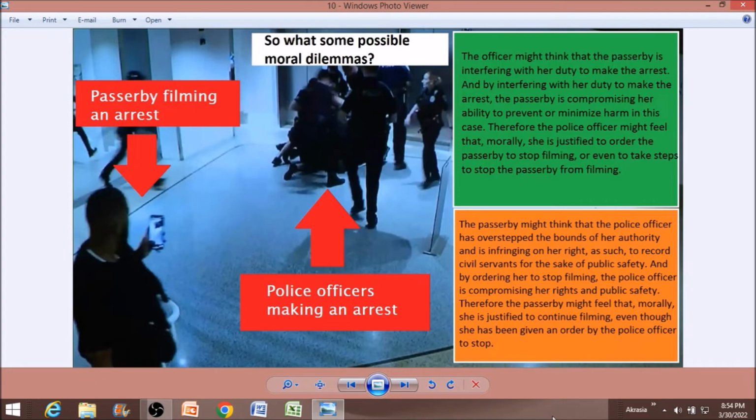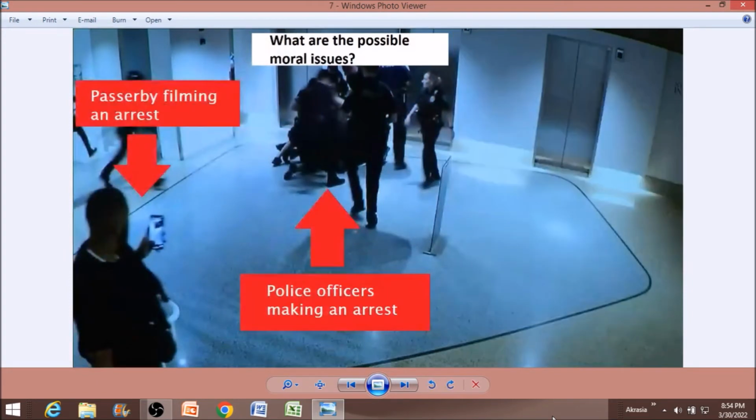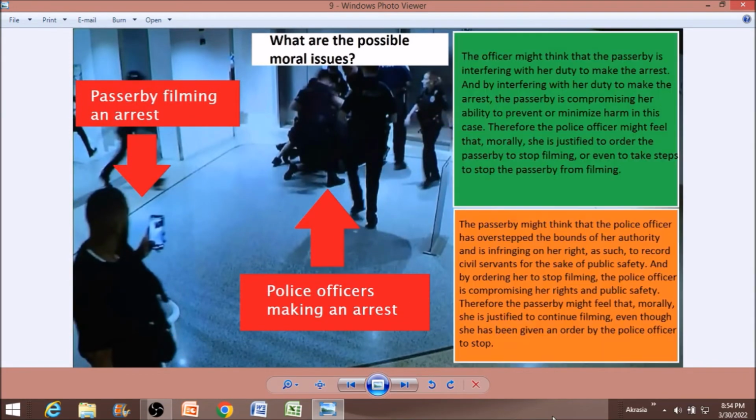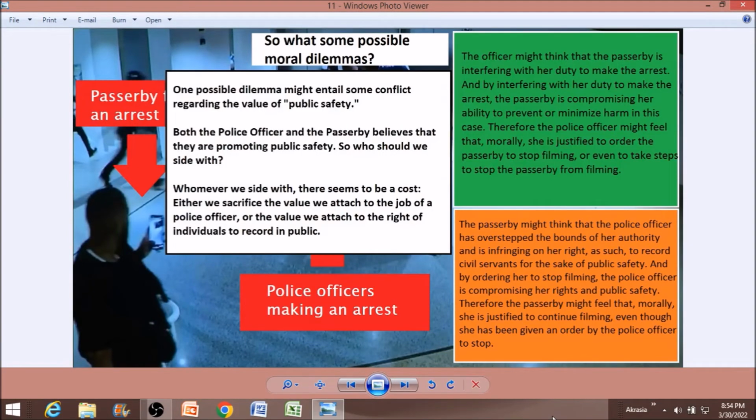Okay, so now that we began by first looking at the moral features of the case and picking out the moral values, the next step was to talk about some possible moral issues which arise out of these features and values. The next step is to ask yourself, what are some possible moral dilemmas which arise out of all of this? And one such dilemma might be some conflict regarding some value we place on public safety.